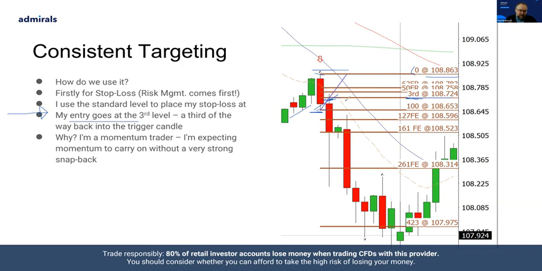Especially on intraday trading, I'm primarily a momentum trader. When a trend is starting, I'm expecting momentum to carry on, and it might not have a very strong pullback. It might not have a strong snapback. It might only come back a little bit, like a third of the way into the candle, before price continues in its new direction or its existing direction. So I'm using that third of the pullback into the candle trigger to improve my trade entry. Now my entry's at 108.72 rather than about 108.63.